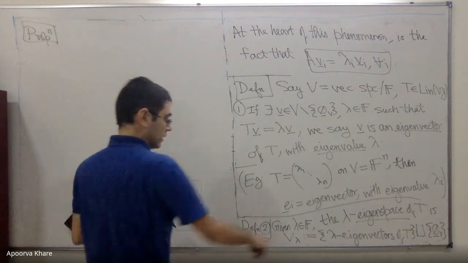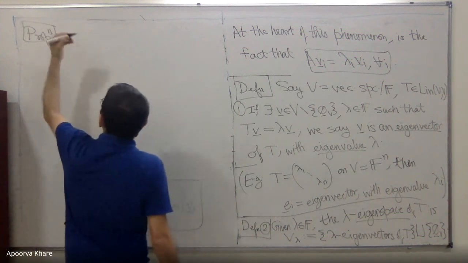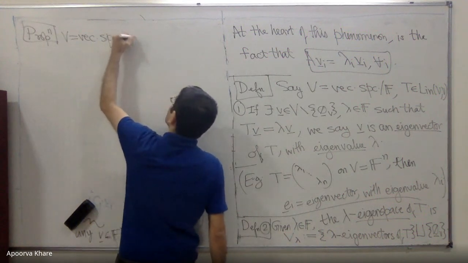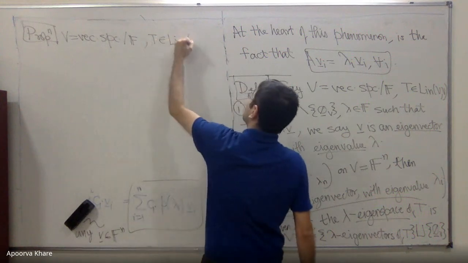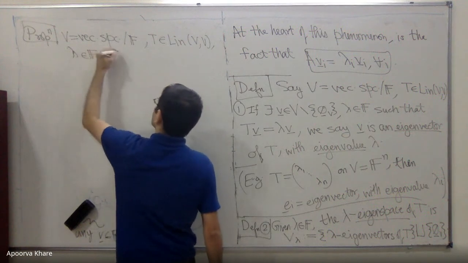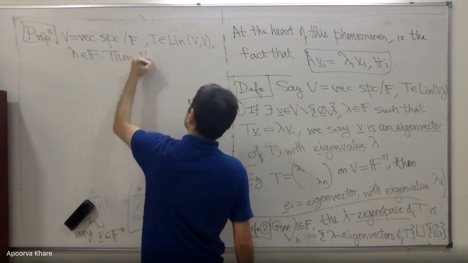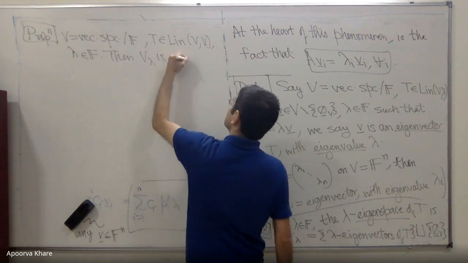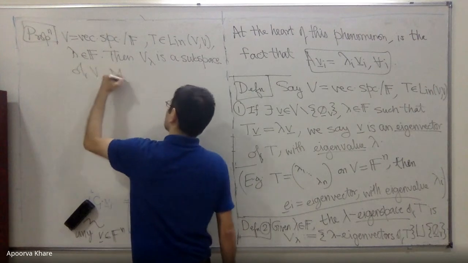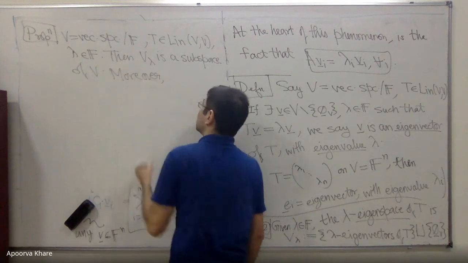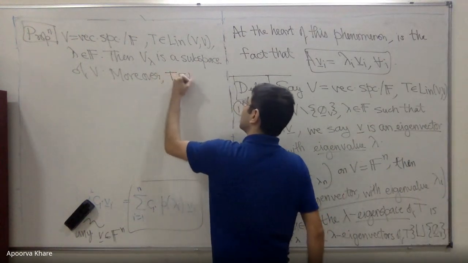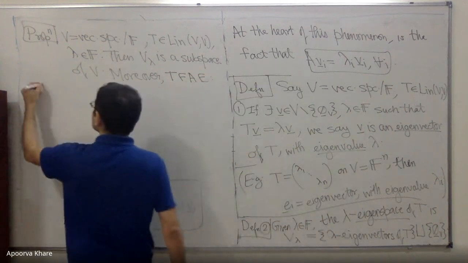Okay, so V lambda is a subspace. So notation is above, so V is a vector space, and let's say lambda is in F. Then V lambda is a subspace of V. Moreover, the following are equivalent. There are 3 or 4 equivalent conditions. Basically, it's equivalent conditions for when V lambda is not equal to 0.